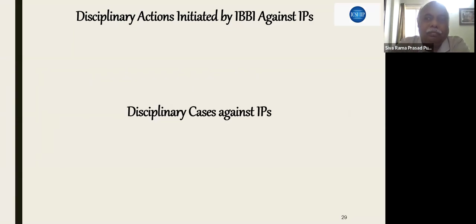Now, the disciplinary cases against IPs. If all people are adopting or honoring the regulations, rules, the code or judicial process perfectly, the disciplinary committee would have no work, nothing. That is required also. Quality of the IBC system in India is number one, because every profession is maintaining high standards.